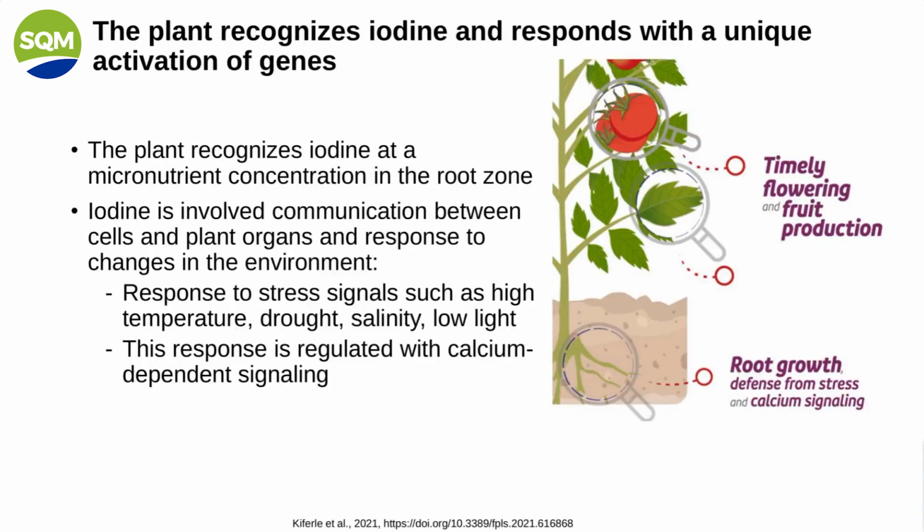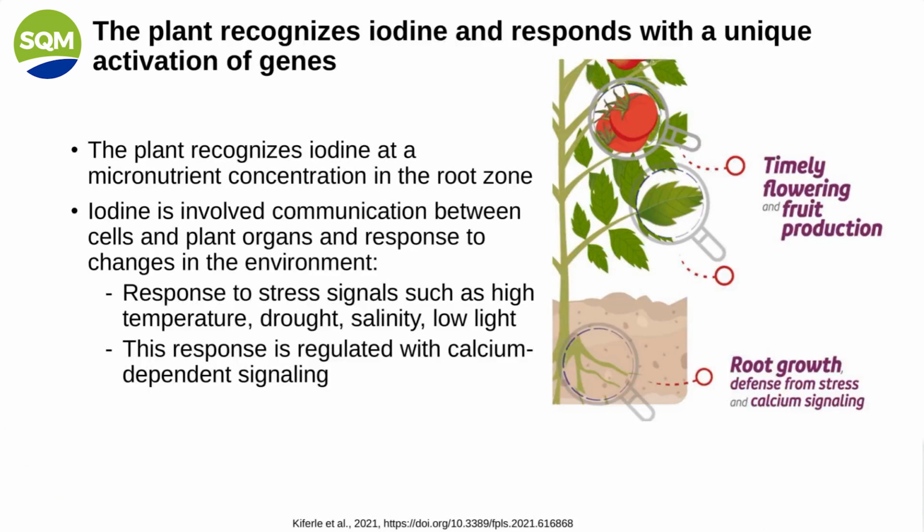Now, because it's Arabidopsis, the identity of these genes is well investigated, so it could be analyzed how iodine is involved in the plant's metabolism. Now, the outcome of that analysis was that iodine is involved in communication between cells and plant organs and in the response of the plant to changes in the environment. And this can be a response to stress signals such as high temperature, drought, salinity, or low light.